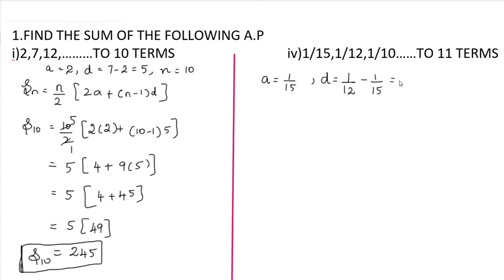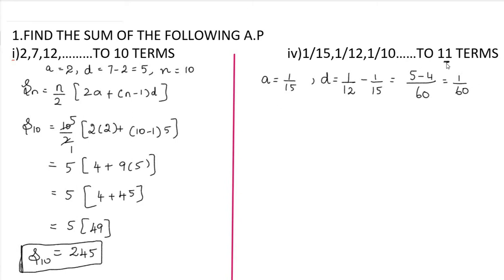Okay, so the LCM is 60. When you find the LCM for 12 and 15, we will get 60. So what will I get here? 60 means 12 5s are 60. So 5 minus 15 4s are 60, minus 4. So I'll get 1 by 60. So d is equal to 1 by 60.